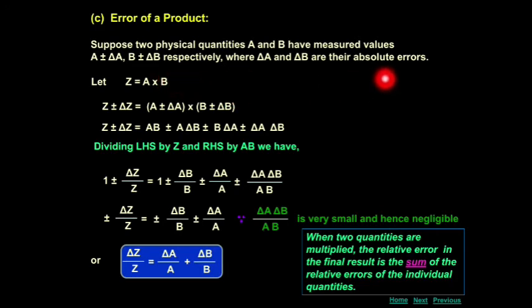Now the product of two quantities, what is that? Z is equal to A into B. Into is the arithmetic symbol, that is the product symbol, A into B. Then the error of the product is Z plus or minus del Z is equal to the measured value of A, that is A plus or minus del A, into B plus or minus del B.